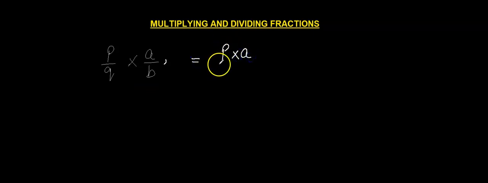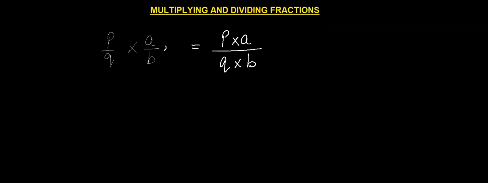Now let's first learn how to multiply proper fractions. Say if we have two fractions like p over q times a over b. So we need to multiply numerators together. So that would be equals to p times a, and same as we multiply denominators together. So that would be q times b.